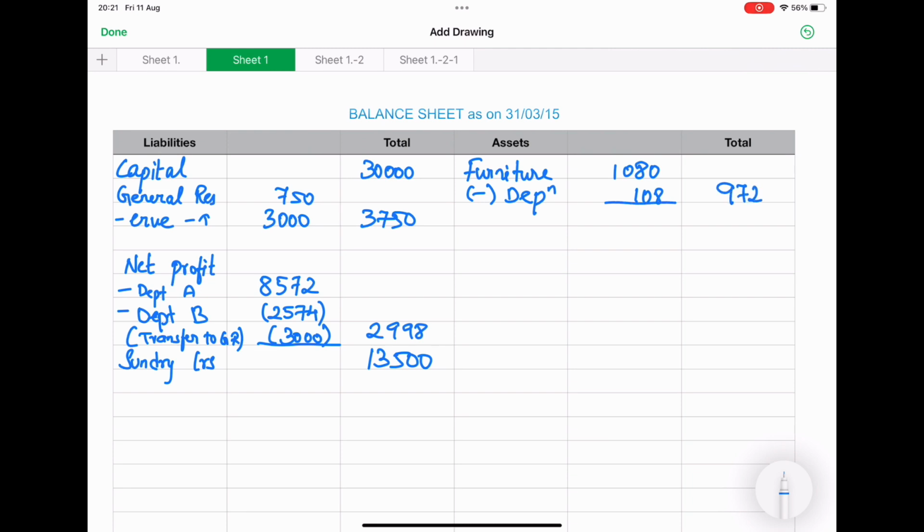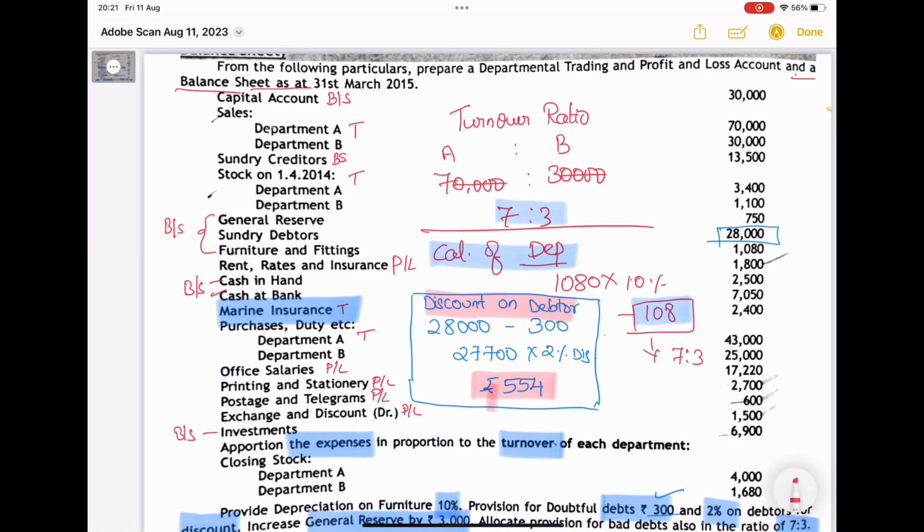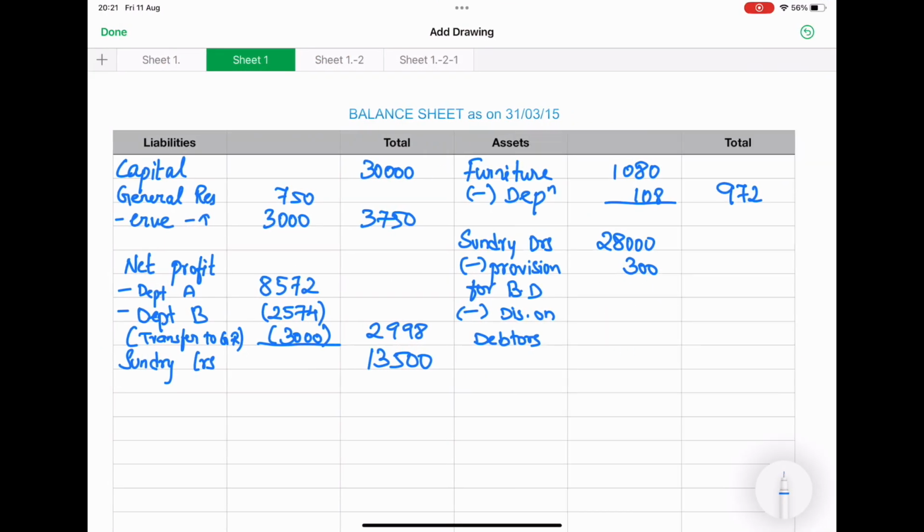Next we have sundry debtors. Total sundry debtors 28,000. We are going to make a provision for bad debts. How much are we going to deduct? 300. Again I'm going to deduct some value, which is discount on debtors. How much have we calculated in the question? We have 554, minus 554. So the total will be 27,146.